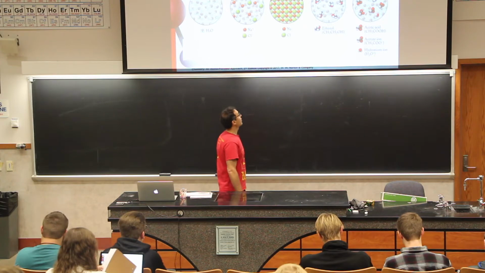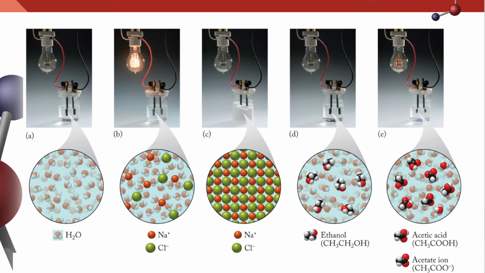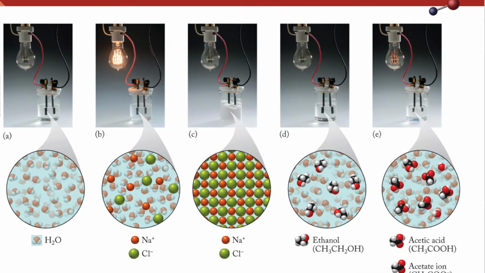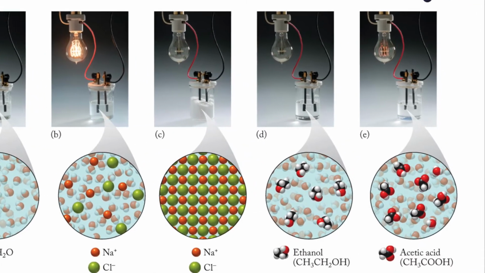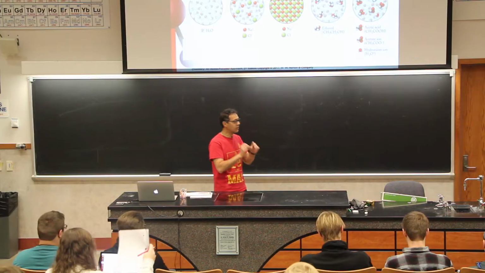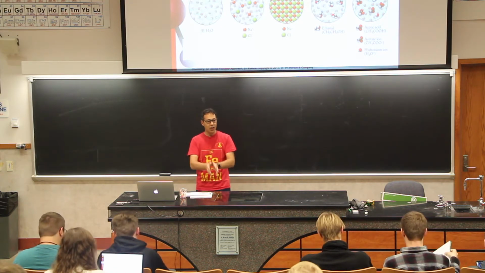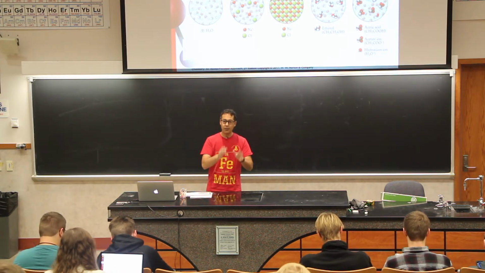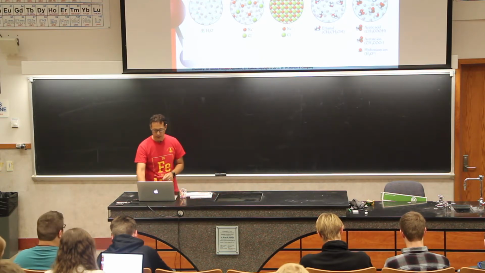Now there's other things that dissolve in water, like ethanol. Ethanol dissolves in water, but it doesn't dissociate into ions. So does sugar. Sugar dissolves in water, but doesn't dissociate into ions. So the big takeaway, put a star next to it, is electrolytes must dissolve in water and form ions.